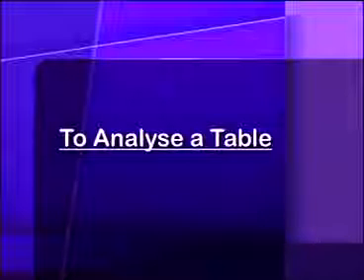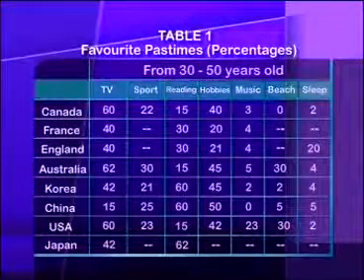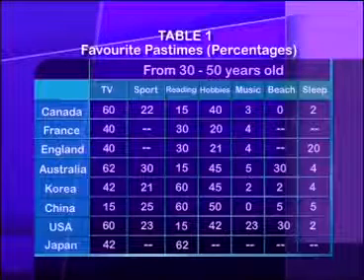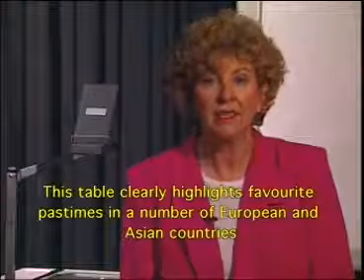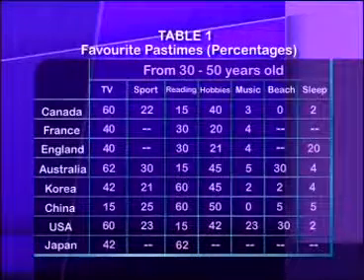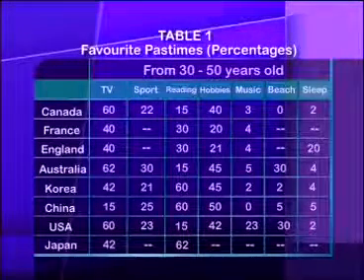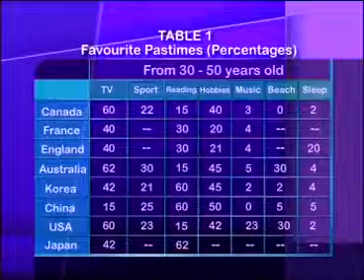A table. Tip 1. In tables, there's always information across the top and information down the side. The information across the top is always analysed in relation to information down the side. So the introduction to this table could be: this table clearly highlights favourite pastimes in a number of European and Asian countries. The pastimes are analysed in relation to a number of nationalities, such as English, French and Chinese.